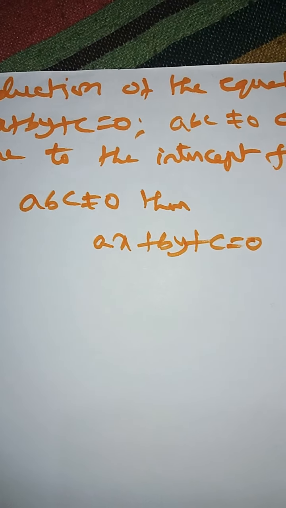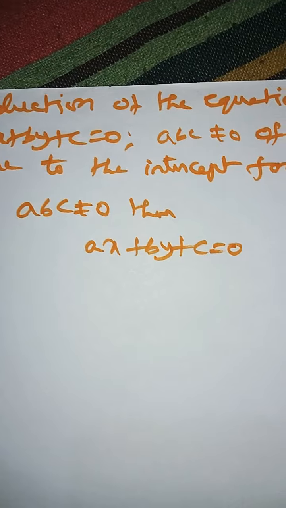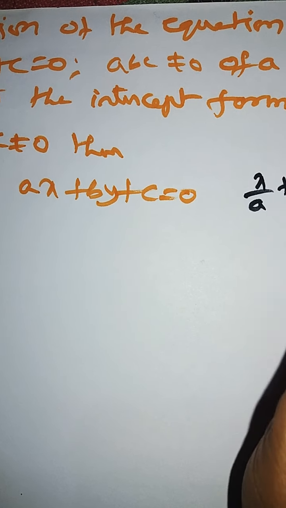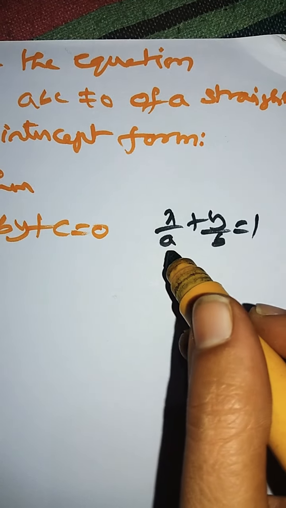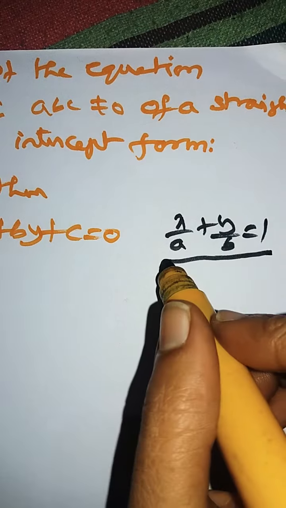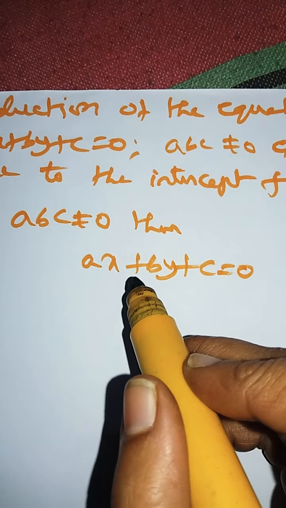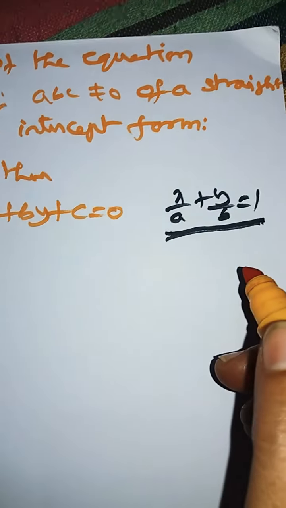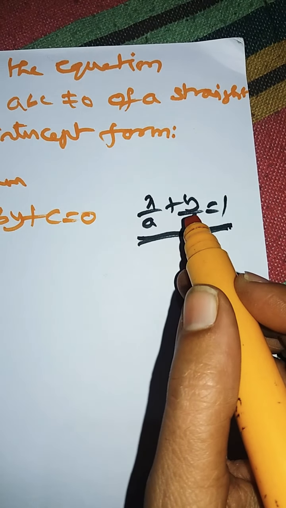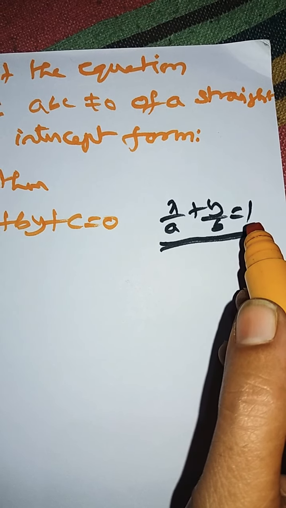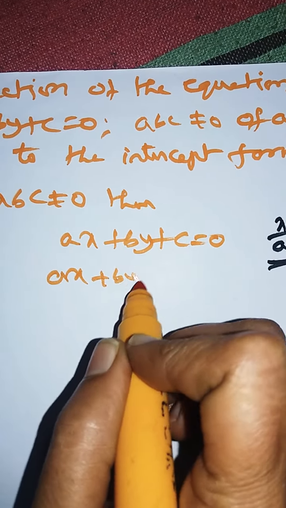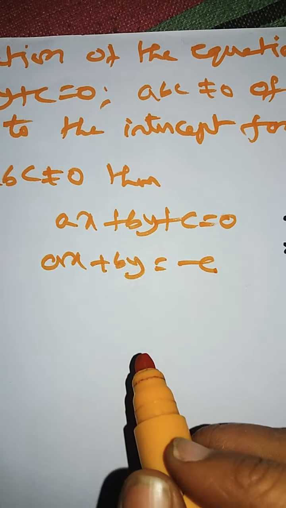So what is intercept form of the equation? Intercept form of the equation is nothing but x by a plus y by b equal to 1. Do you know this is the equation of the line in intercept form. Now I'll convert this line into intercept form. So we have to get x coefficient, y coefficient to LHS and the constant to be sent to RHS. Now I'll write this as ax plus by is equal to minus c.